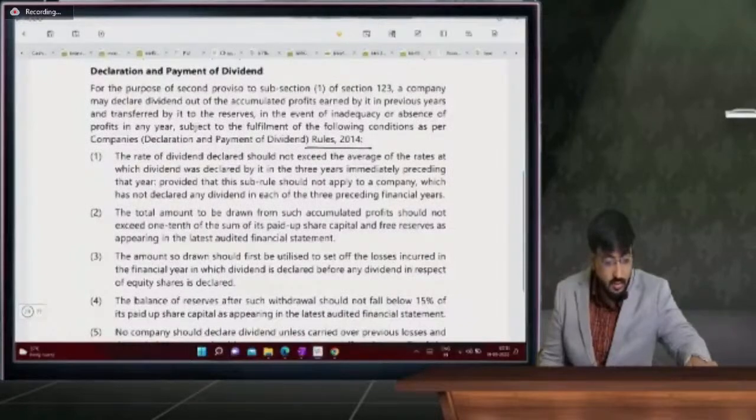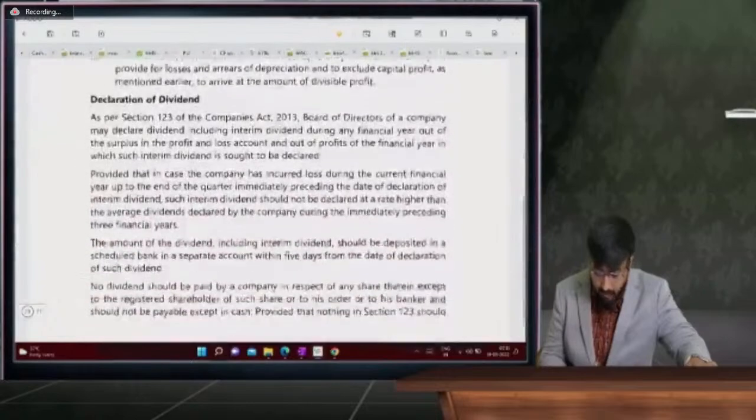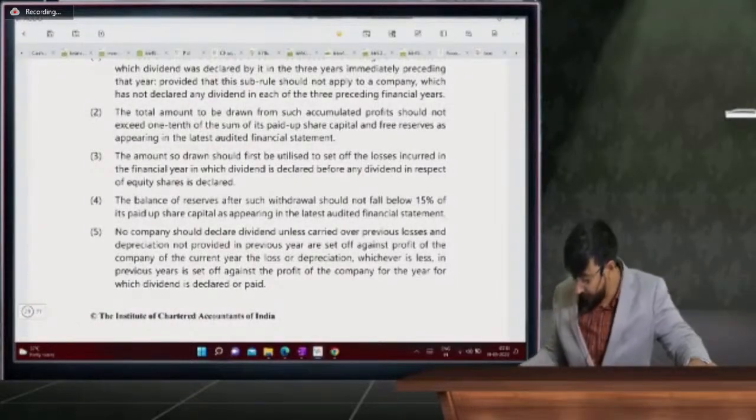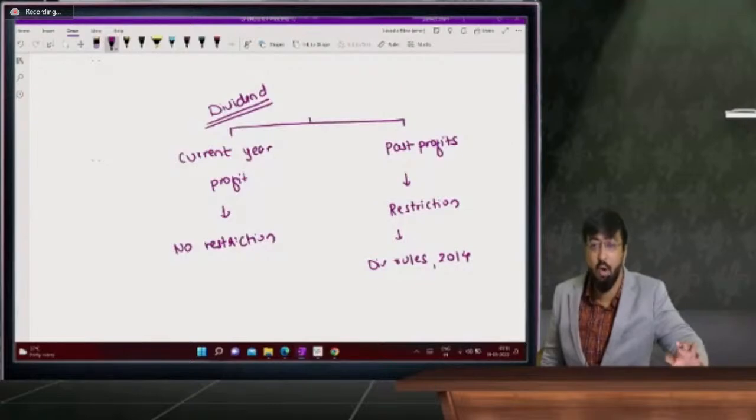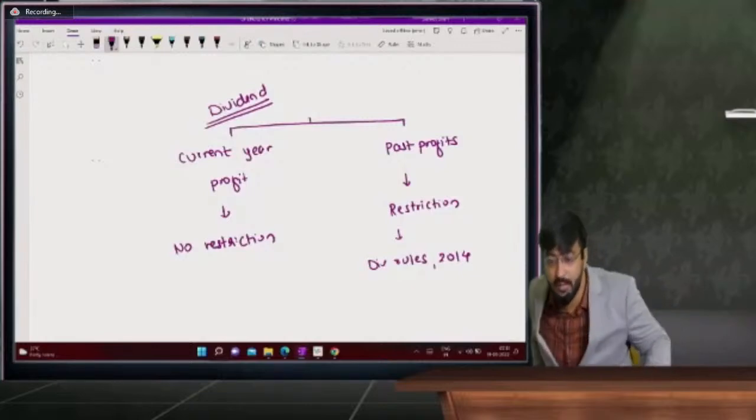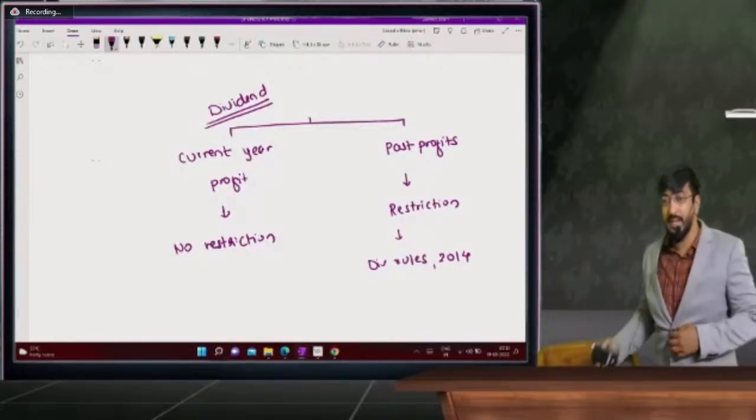Dividend rules 2014. For that, we have to understand dividend rules 2014. Okay. I'm not a law faculty, so I will give you the maximum information in simple format, not in the law format. So I'm not going to explain all these concepts as per law.